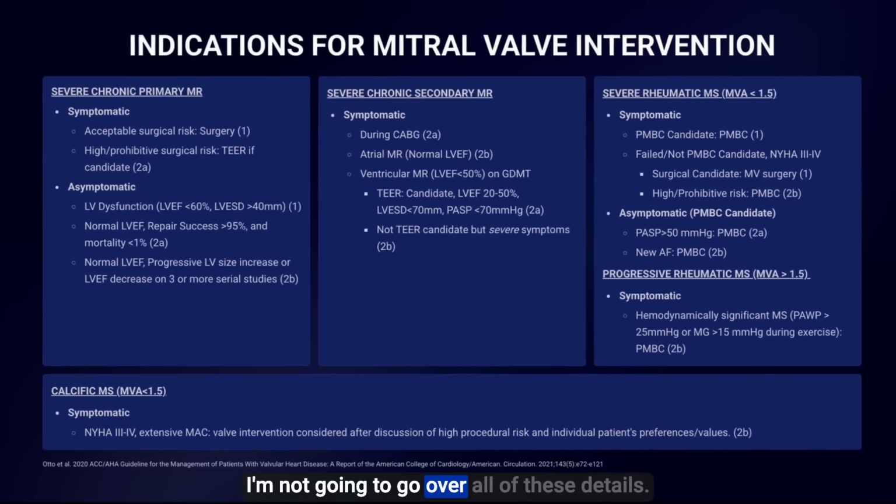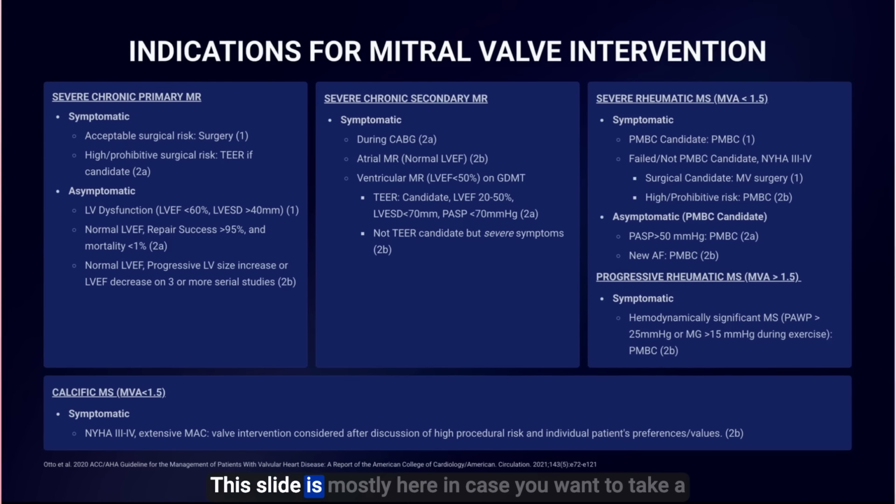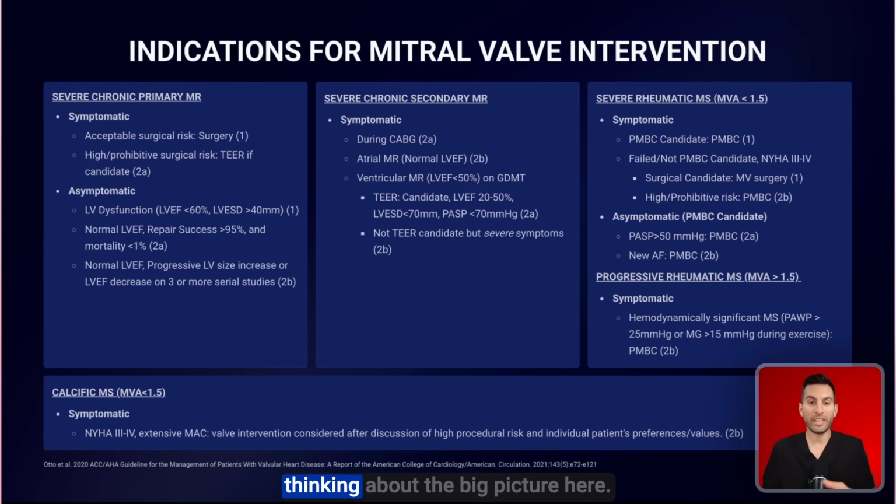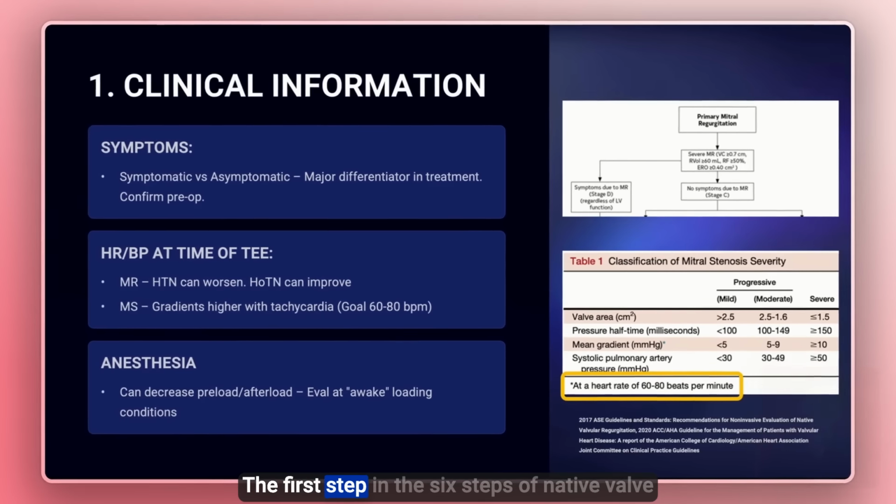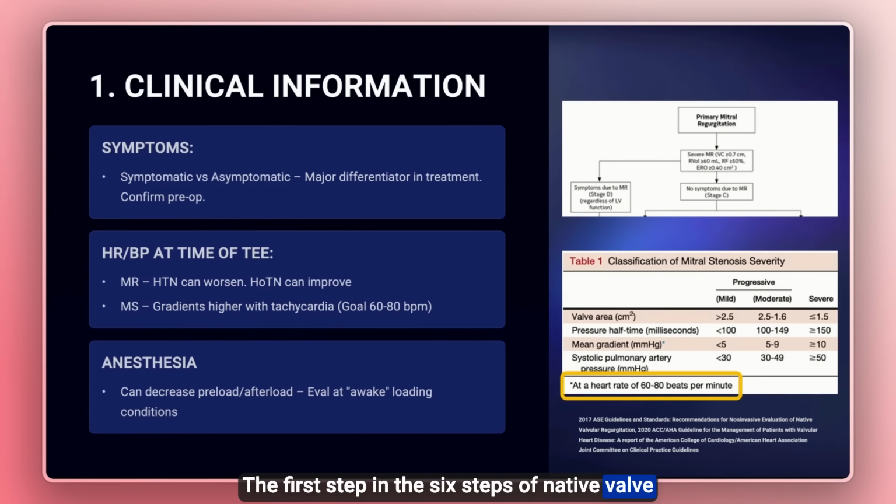I'm not going to go over all of these details. This slide is mostly here in case you want to take a screenshot for reference for future surgeries or to keep track of all these indications in one concise location, but keep these in mind whenever thinking about the big picture. The first step in the 6-step native valve evaluation is looking at clinical information.